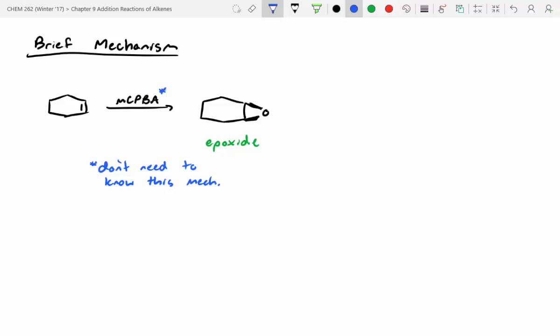It's shown in your book. However, I found that students just get super overwhelmed when I ask them to draw out the entire mechanism. So I want you guys to primarily focus on the fact that you can convert an alkene to an epoxide using MCPBA. All right, so in the next step, step 2, we're going to treat this with acid and water.